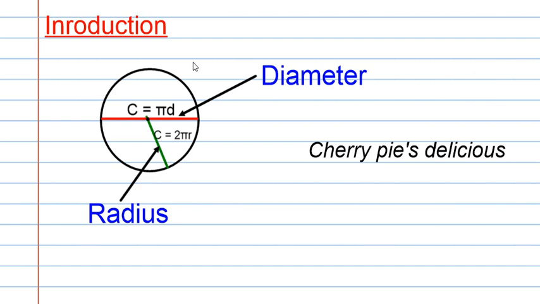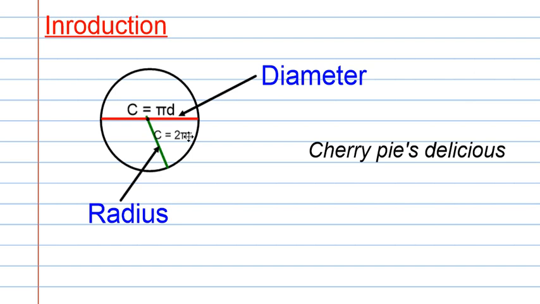If you have the diameter, the formula is circumference equals pi times the diameter. Okay, a good way of remembering this is cherry pie is delicious. So circumference is pi d.